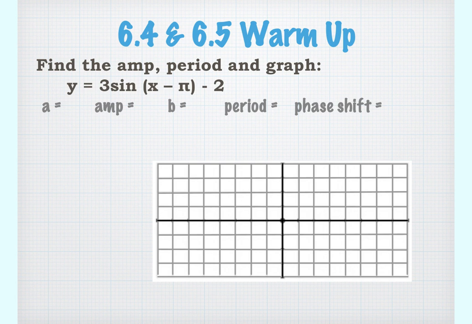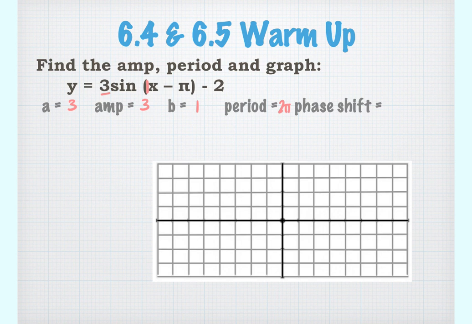So most of you started good, right? So the A is 3 because it's what's in front of the trig function. And it's already positive, so that's the same as your amplitude. Your amplitude would also be 3. The B is what's attached to that x, which is 1 this time, and 2 pi over 1 would be 2 pi, so that's the period. That's your standard period for any sine and cosine function.